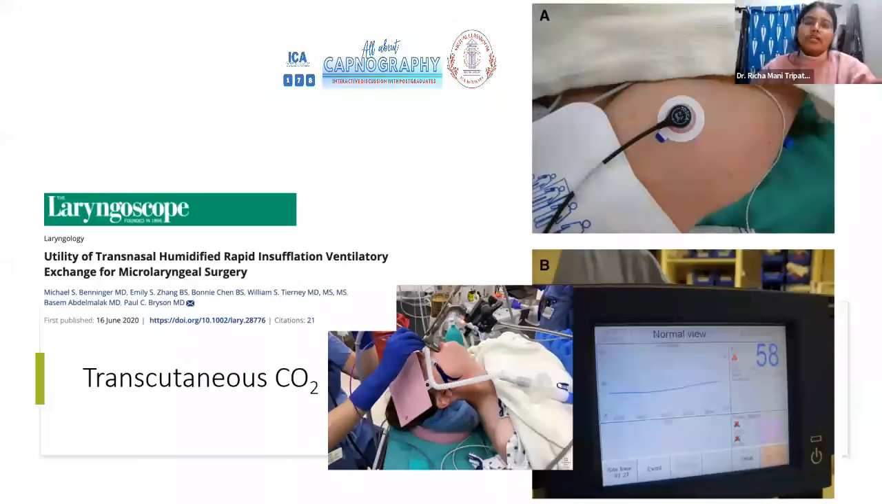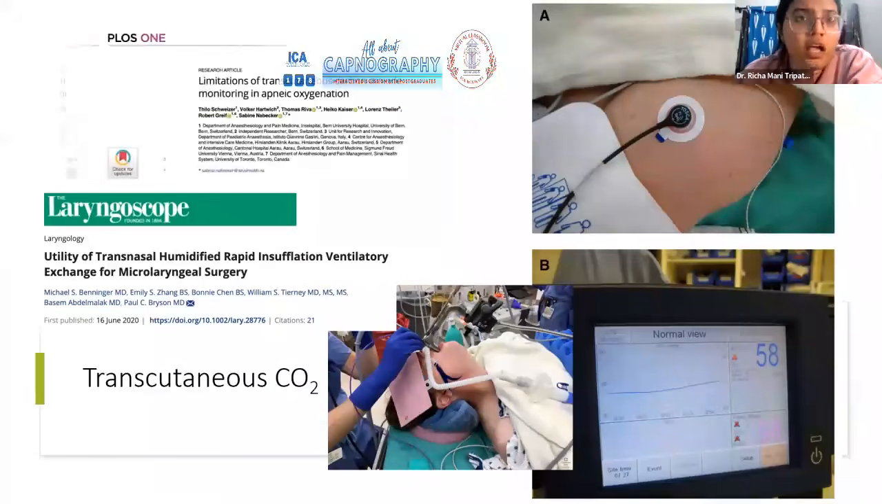EtCO2 is more reliable, but transcutaneous monitoring may be more convenient and reliable in patients who are breathing openly via nasal cannula and such. It can also be used in THRIVE, like sir just pointed out, in laryngeal surgeries. There are limitations of transcutaneous carbon dioxide monitoring, but however, this is a non-invasive method, so it may come on the way.